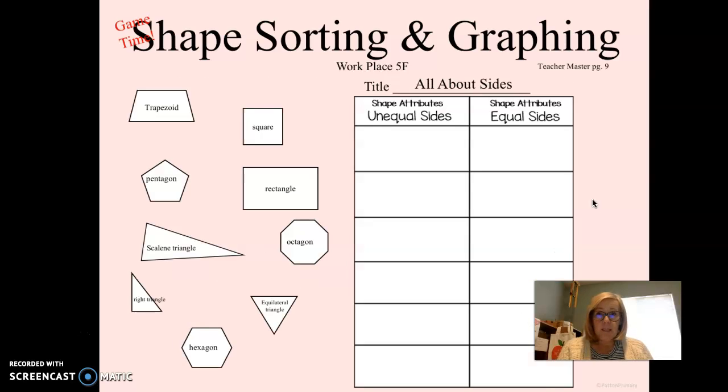Okay, pause this if you haven't already printed or created your own shape sorting graph, and cut out your set of shape cards. Okay, the first thing we need to do for our graph is come up with a title. You'll see that the title here is all about sides. We're talking about unequal sides and equal sides. Equal in length, not in number. Okay, so we decided earlier that a hexagon has equal sides. A square has equal sides. So we will begin to sort these shapes.